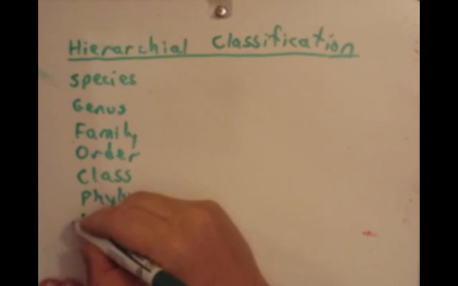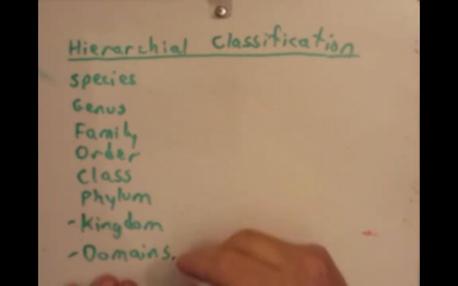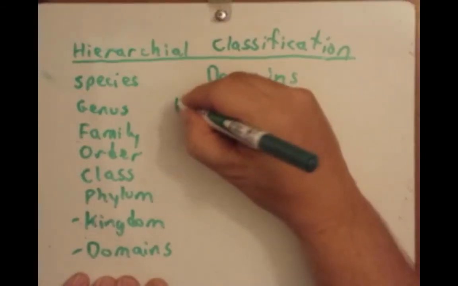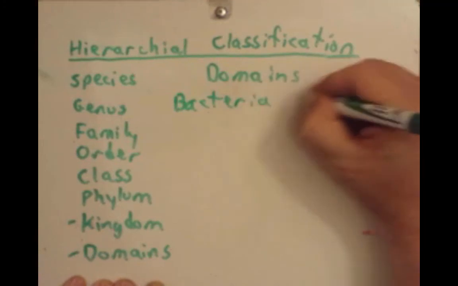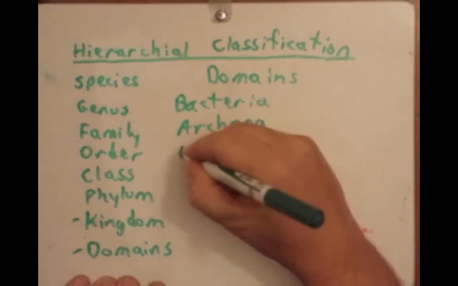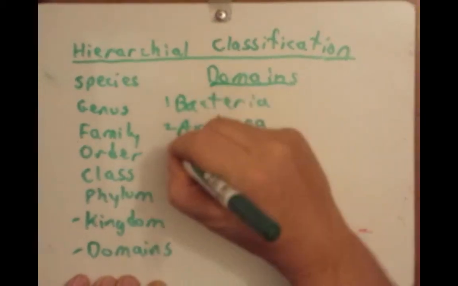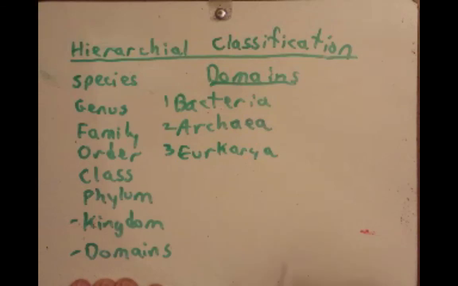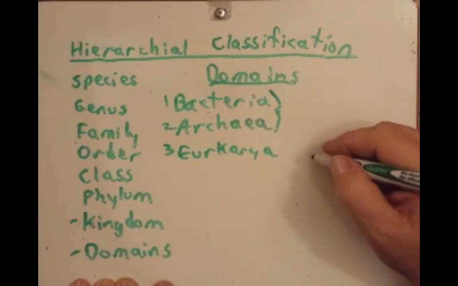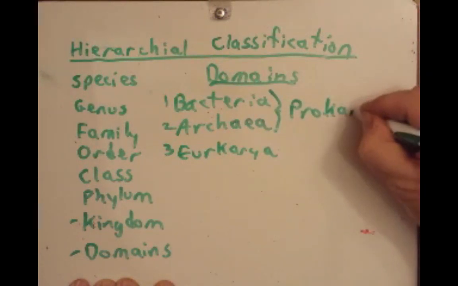We were introduced to these last two in the first chapter. And so let's remind you what these are. The domains, I'm going to write them up here, are bacteria, archaea, and eukarya. You need to memorize these 3 domains. You may have at one time learned bacteria and archaea as prokaryotes, or maybe just prokarya.